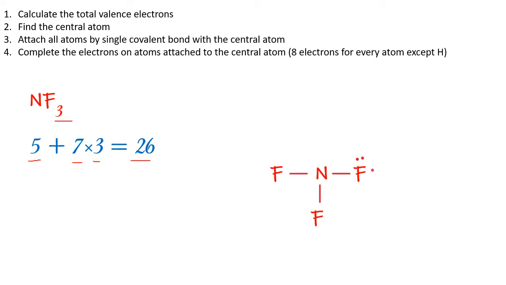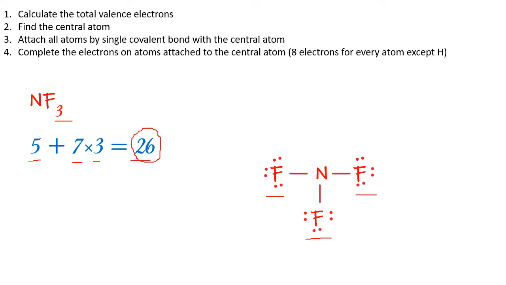So 1, 2, 3, 4, 5, 6, 7 and 8. And in this fluorine 1 to 8, and in this fluorine 1 to 8. So we have completed 8 electrons in all fluorine atoms. Okay, now how many total electrons have we put in this structure? 8 plus 8 plus 8, total 24. Now here we have 26 electrons.